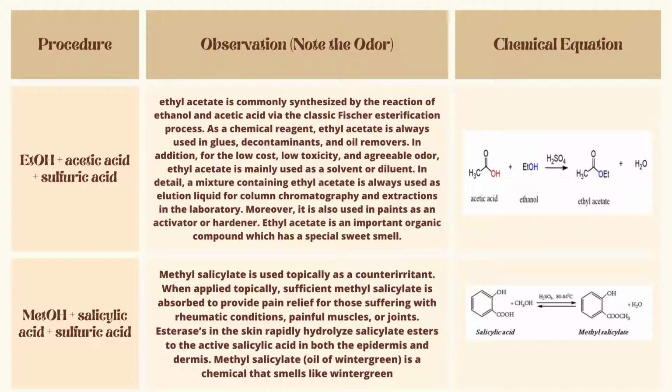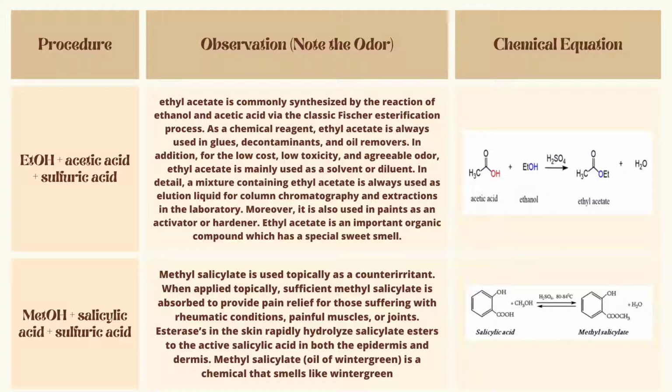In addition, for the low cost, low toxicity, and agreeable odor, ethyl acetate is mainly used as a solvent or diluent. In detail, a mixture containing ethyl acetate is always used as elution liquid for column chromatography and extraction in the laboratory. Moreover, it is also used in paints as an activator or hardener. Ethyl acetate is an important organic compound which has a special sweet smell. This is the illustration for the chemical equation of the first procedure.